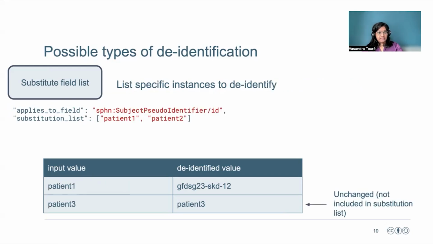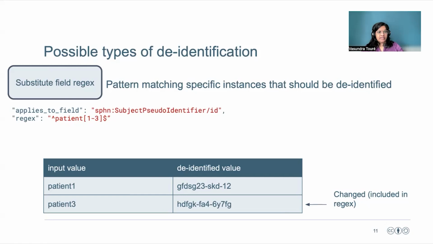The substitute field list enables you to provide a list of instances that you would like to de-identify. You can observe here that we applied this example to the subject pseudo identifiers, so basically the patient IDs. And we only want to apply that to patient 1 and patient 2. So in the RDF data generated, you will have for patient 1 a de-identified value, but patient 3, for instance, since it's not listed here, will remain with the same ID in the RDF data.